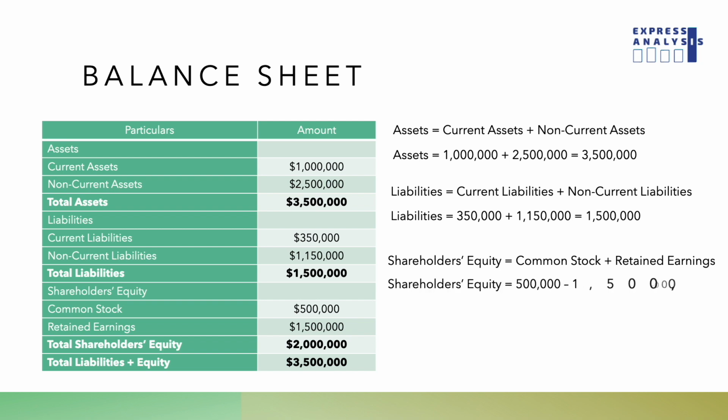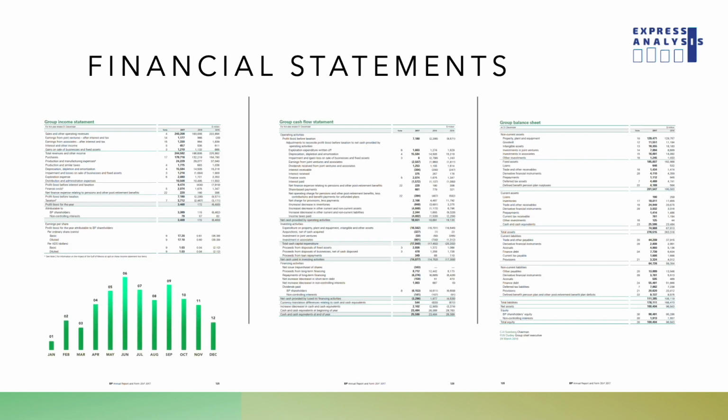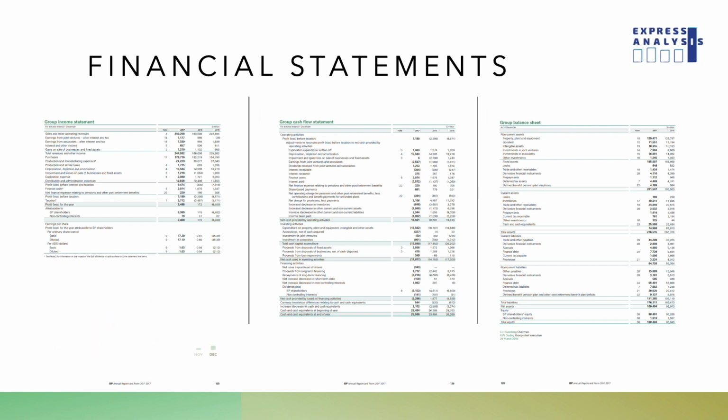By analyzing its assets, liabilities, and shareholders' equity, stakeholders can evaluate the company's liquidity, leverage, and overall financial health. When combined with the income statement and cash flow statement, the balance sheet provides a comprehensive view of the company's financial performance and stability.